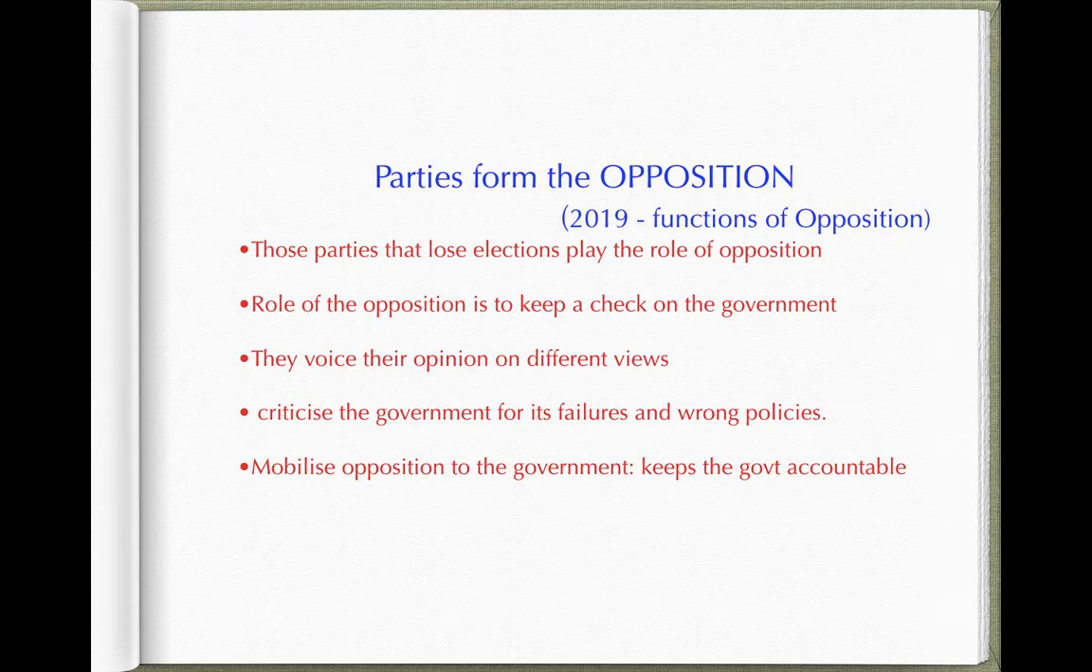Okay, so another function of political party is that they also form opposition. Who forms the opposition party? Normally the party that is defeated in the election forms the opposition. Okay, and they also have a very important role.